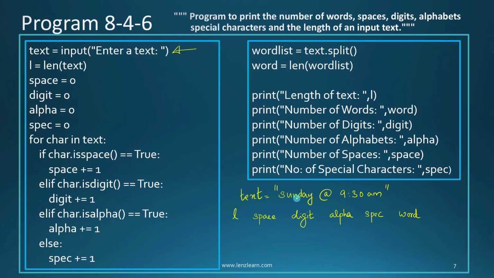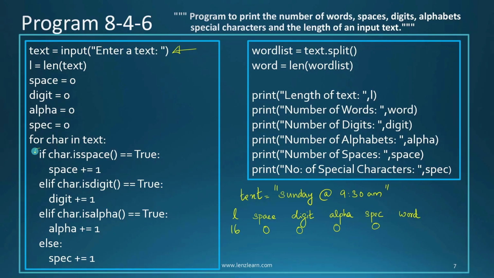So here it will count how many characters are there, including the spaces, and altogether I have roughly seen how many characters are there, and I believe it is 16. So that will be stored into L. Okay, it depends on your input. Anyway, my input, I assume we have 16 characters including the spaces. So first variable L has got its value, and after that I am initializing space, digit, alpha, and spec with value 0. So initially space has value 0, digit has value 0, alpha has value 0, and spec has value 0. And after that I am running a for loop.